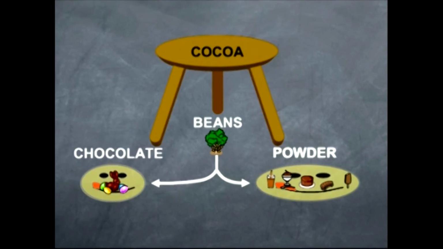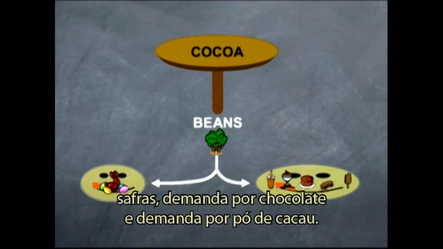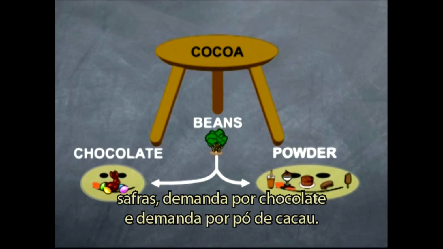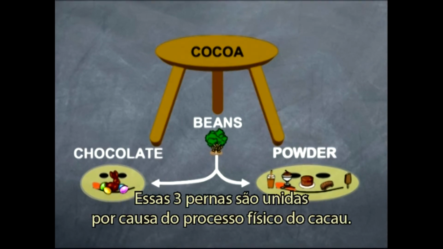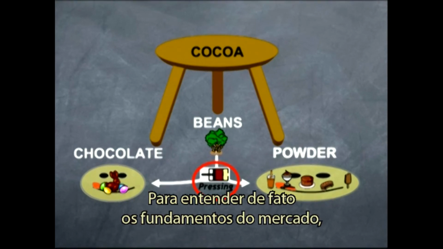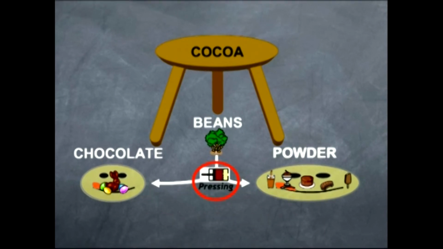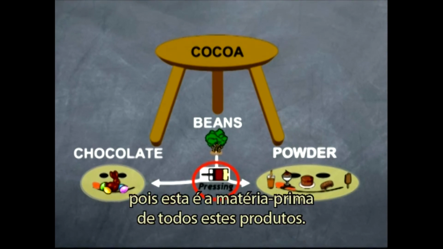To summarize, the cocoa market is just like a chair with three legs: crops, chocolate demand, and powder demand. These three legs are tied together because of the physical process of cocoa. You need beans to make liquor, and you cannot make butter without powder. To really understand the fundamentals of the market, you need to understand each of the three legs. The prices of liquor, butter, and powder are related to the price of beans, because it is the raw material for all the products.